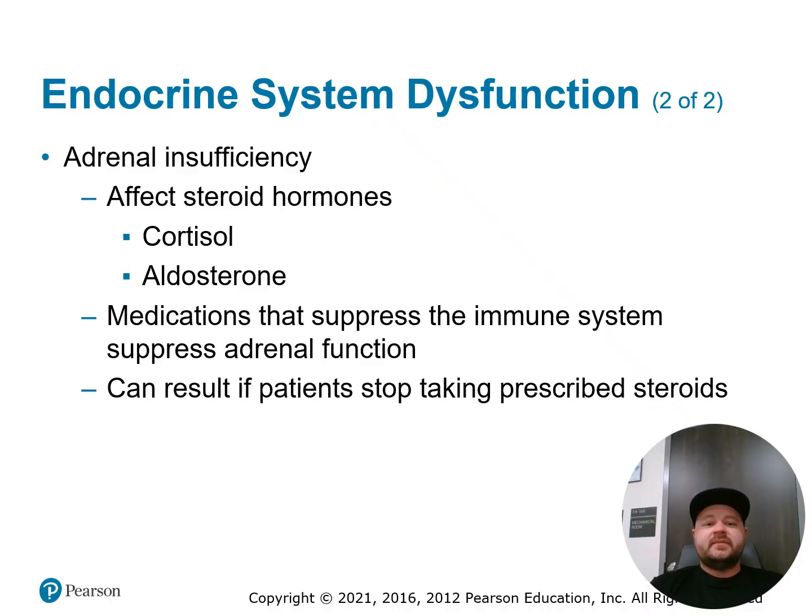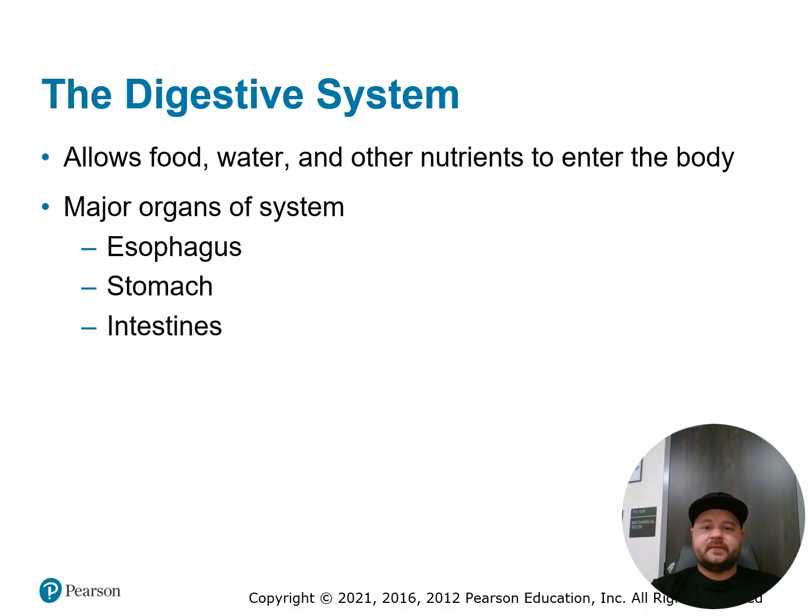Adrenal insufficiency. So this affects steroid hormones, the steroid hormones cortisol and aldosterone. So medications that suppress the immune system suppress adrenal function. And something like adrenal insufficiency can result if patients stop taking their prescribed steroids. Their body's not producing these steroids, or not enough of them, so they're on medications to help with that. And if they stop, this could get even worse.